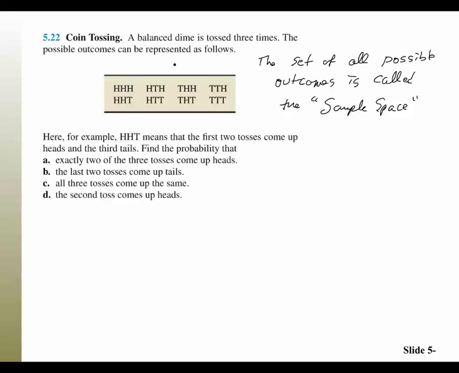And so how many events do we have here in this sample space? If you flip a coin 3 times, how many possible outcomes are there? 8, right? So this sample space has 8 possible outcomes. Or you could say the size of the sample space is 8. Okay, so answer these 4 questions. Work together.